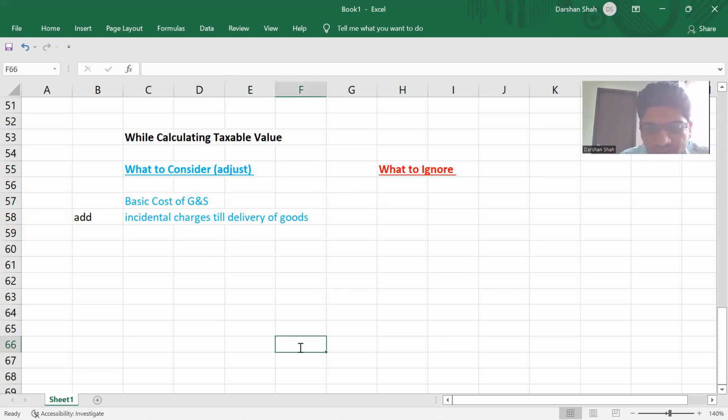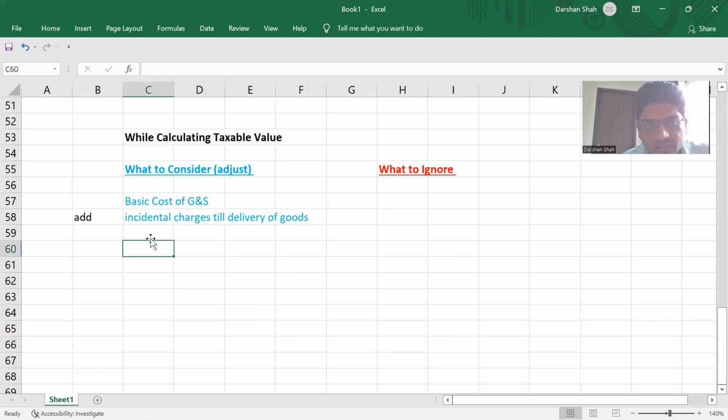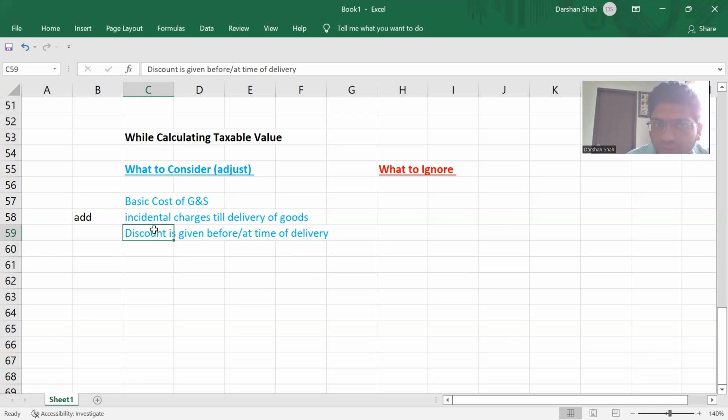Okay, next. What to ignore and what to consider. Next example I'll give is discount. Should we adjust discount or should we just ignore discount? We'll adjust the discount, but now see here guys, discount has a condition. If discount is given before or at time of delivery, then only we'll consider the discount. Also, discount should be recorded on the invoice.